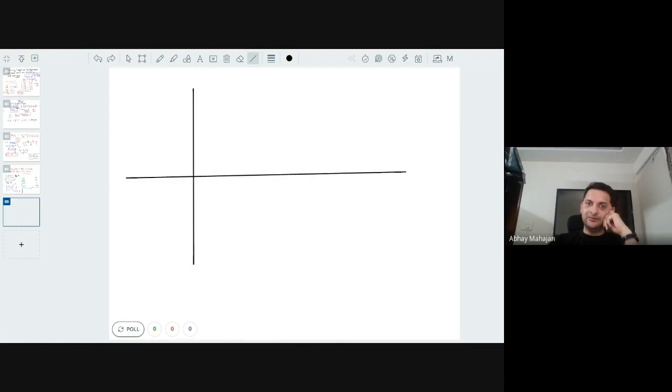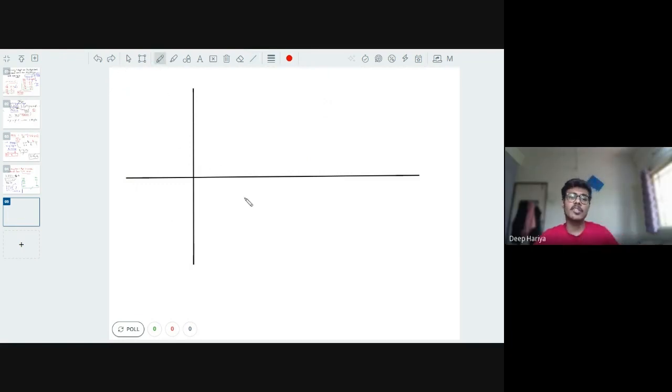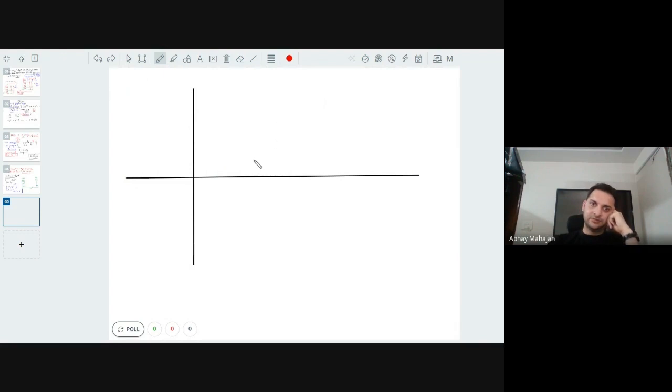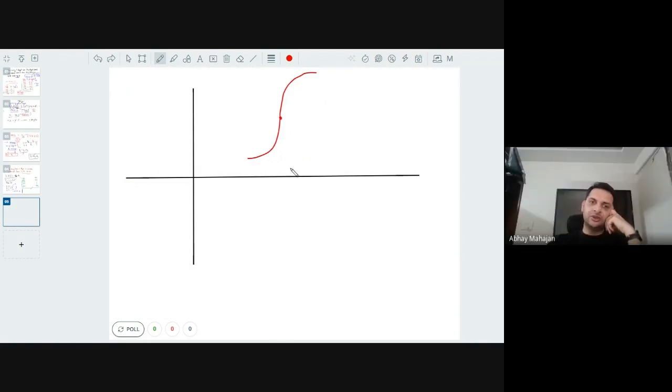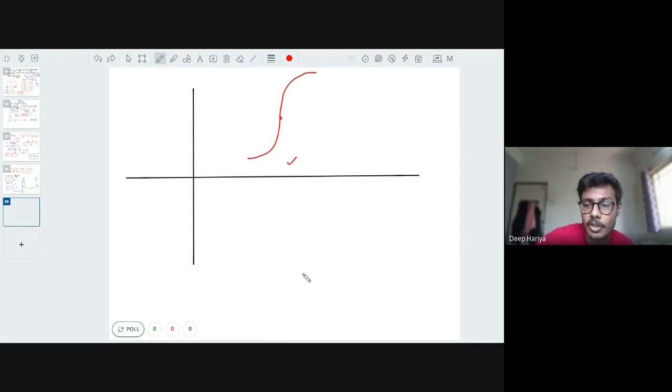Is it necessary for a point of inflection to be differentiable at that point? Yes, because its second derivative should be defined. So the graph is something like this. Would this be a point of inflection? Sir, it depends on the function. The function looks like this. Can you see the screen? Yes, it will be a point of inflection.